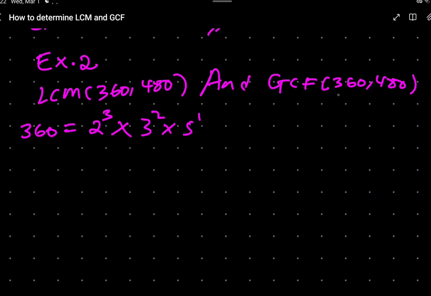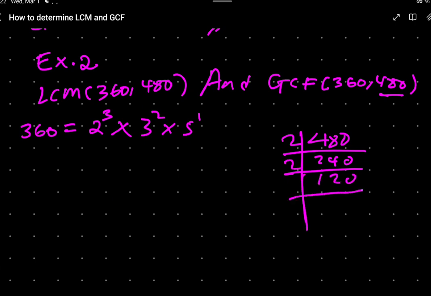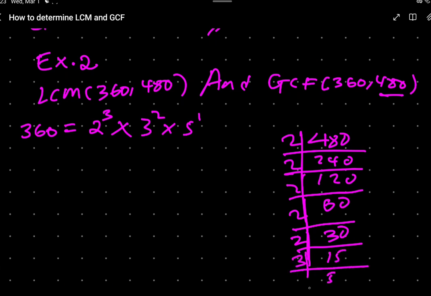Let us do the same for this number. So you can keep 480 here, then you divide by 2. 480 divided by 2 is 240, divided by 2 is 120, again by 2 is 60, again by 2 is 30, again by 2 is 15, then by 3 it is 5, then by 5 it is 1. So 1, 2, 3, 4, 5. So this 480 is equal to 2 to the power of 5 times 3 times 5.